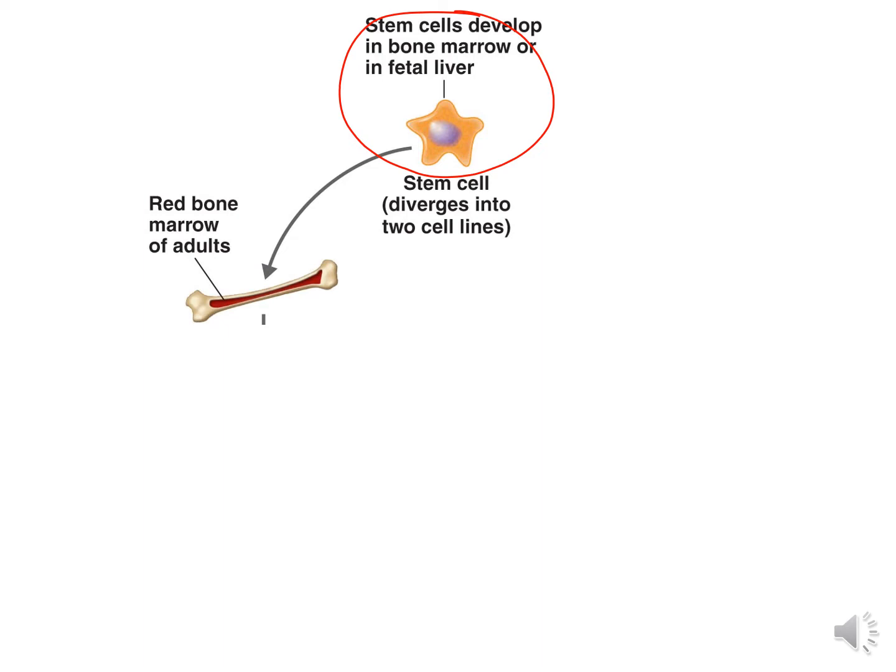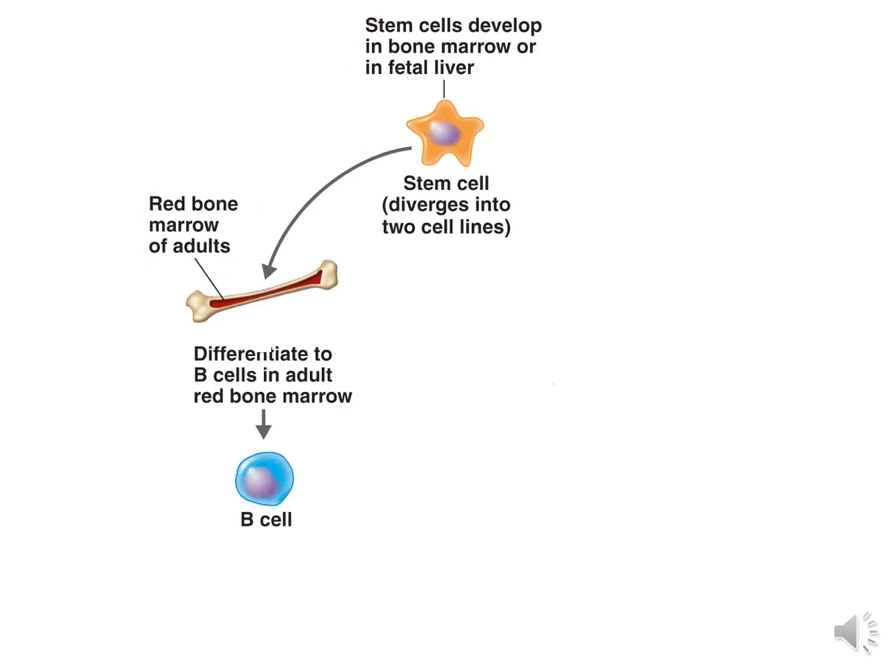It is derived from the stem cells and it is found in the red bone marrow. After the B cell is formed, the B cell has to go through maturation. And B cells mature also in the red bone marrow. And that is basically why B cells are named B cells, because it tells you where they are maturing. They are maturing in the red bone marrow.